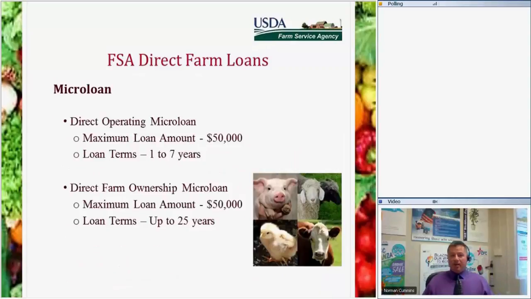So a direct operating microloan, excuse me, is up to $50,000. Anything over $50,000 is not a microloan. Same with the farm ownership microloan. It's up to $50,000. Operating is going to be 1 to 7 years. The direct farm ownership microloan, which just started last year, is going to be up to 25 years. Now, be aware that if you get an operating microloan and a farm ownership microloan, the total amount cannot exceed $50,000, because then you'll not be considered a microloan. You can get a $20,000 operating loan and a $30,000 farm ownership loan. That means $50,000, and we're fine.